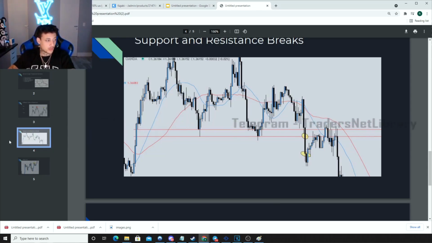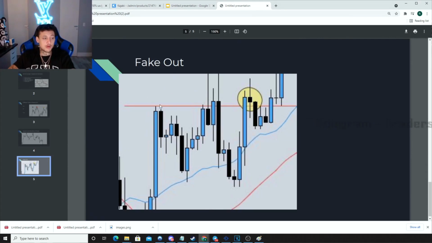Now, this is what a fake out looks like, where you have a candlestick close above, and then you have the confirmation break with this candlestick here, but the following candle closes right back under, making this level of resistance actually rejected there. So this is what a fake out looks like. Now, hopefully you guys understand the basic concepts.